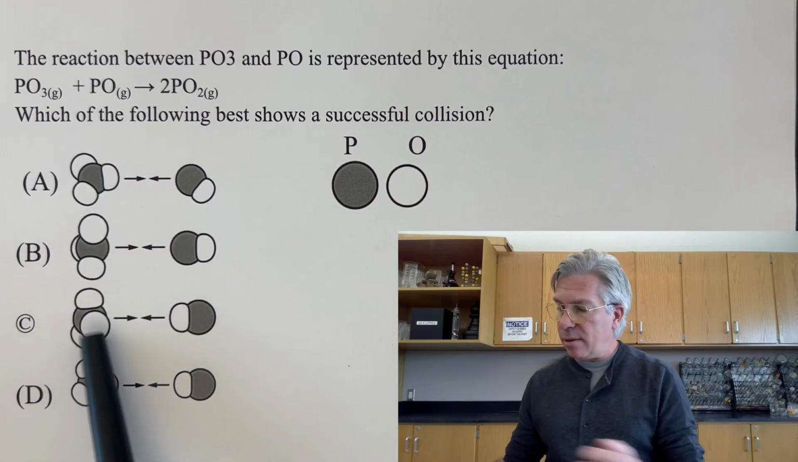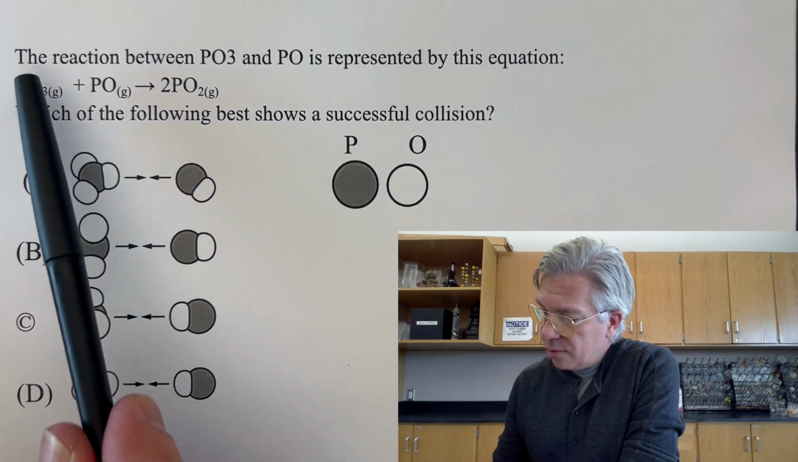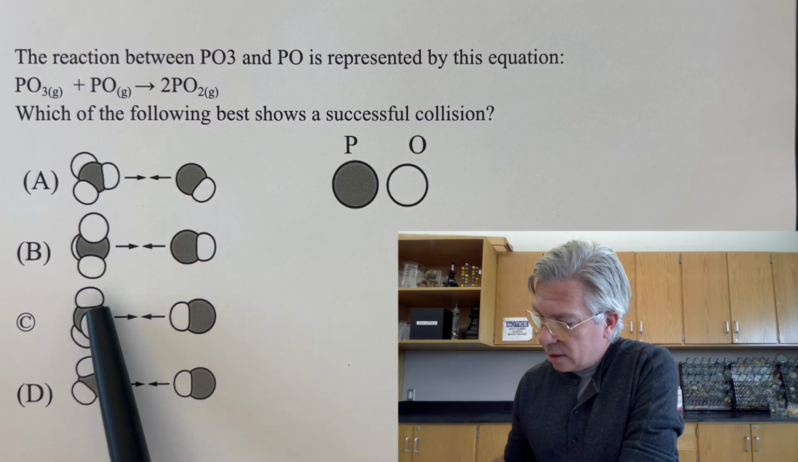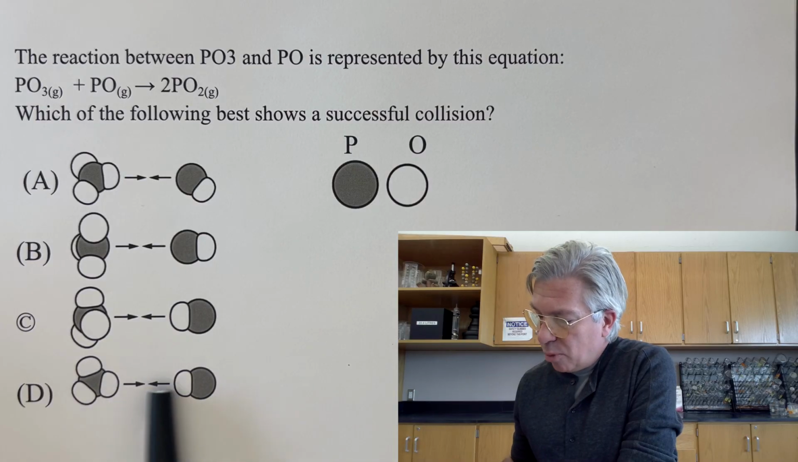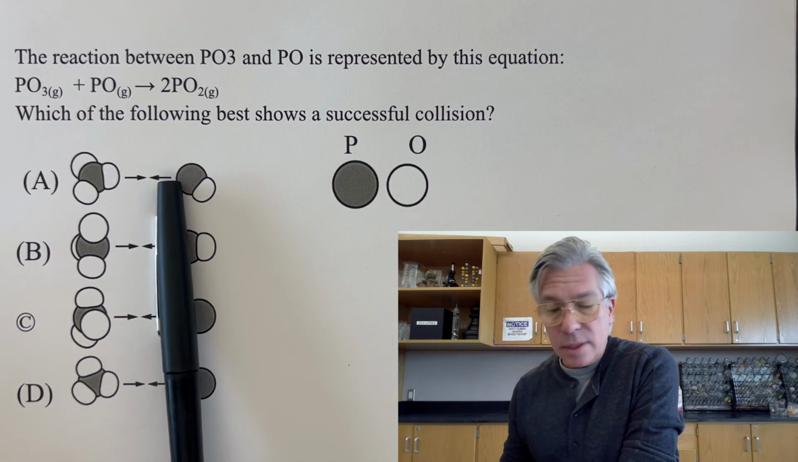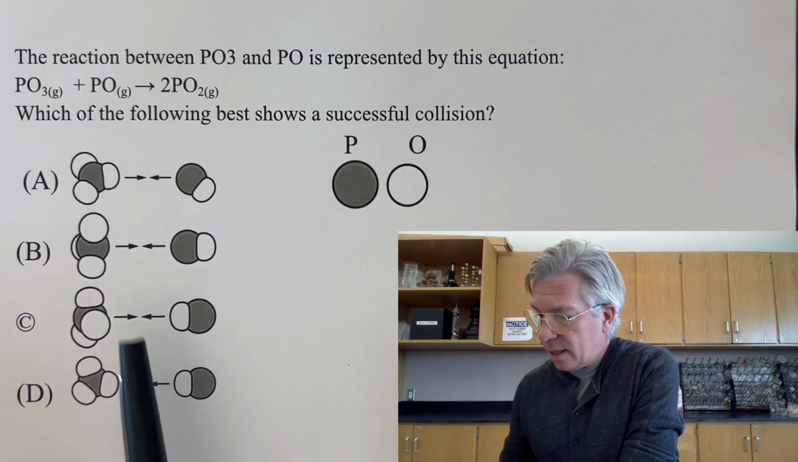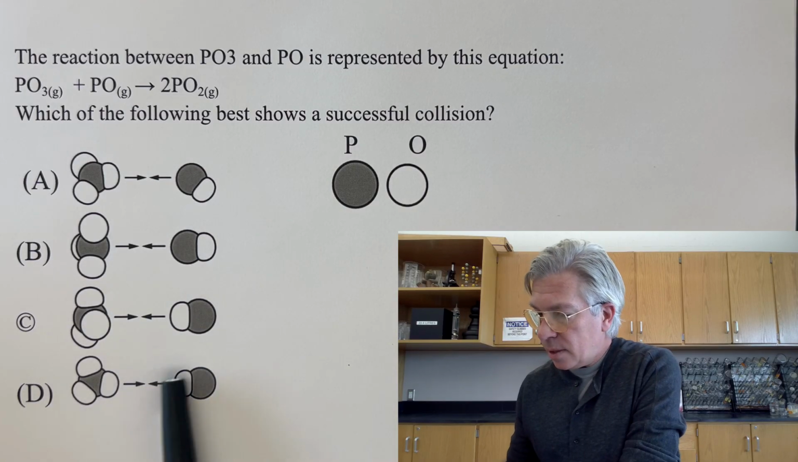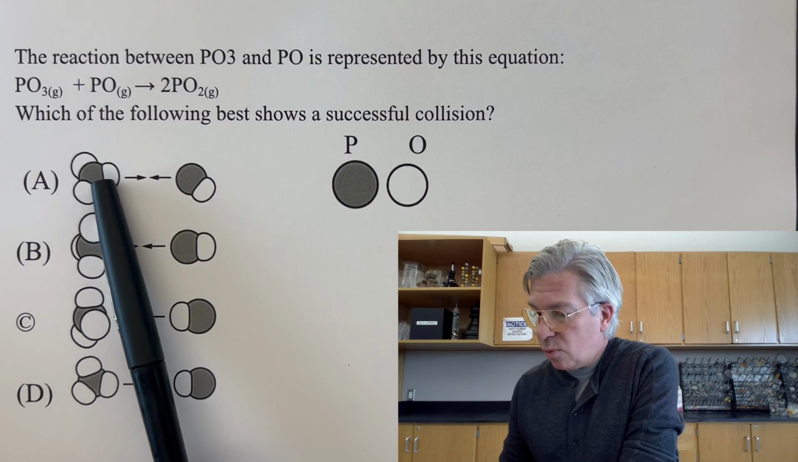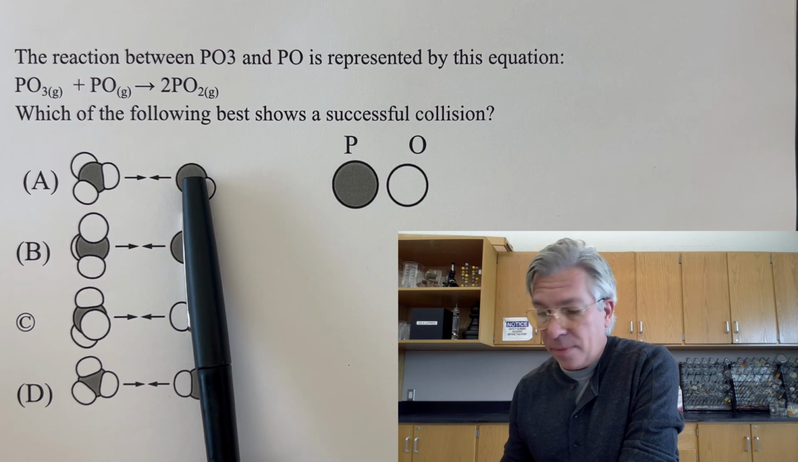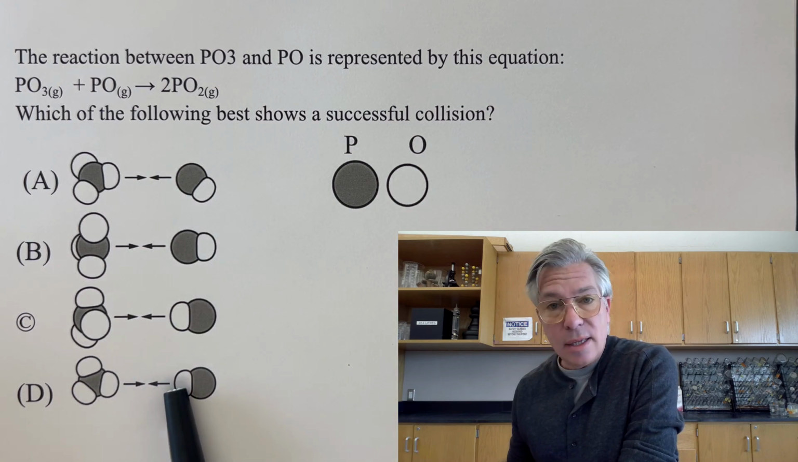So I would look around here for a PO3 in which one of the oxygens, these white ones, is maybe pointing toward one of the other ones. And I see a couple candidates, A and D here. Now in this one, the oxygen would hit the other phosphorus. In this one, the oxygen would hit the other oxygen.